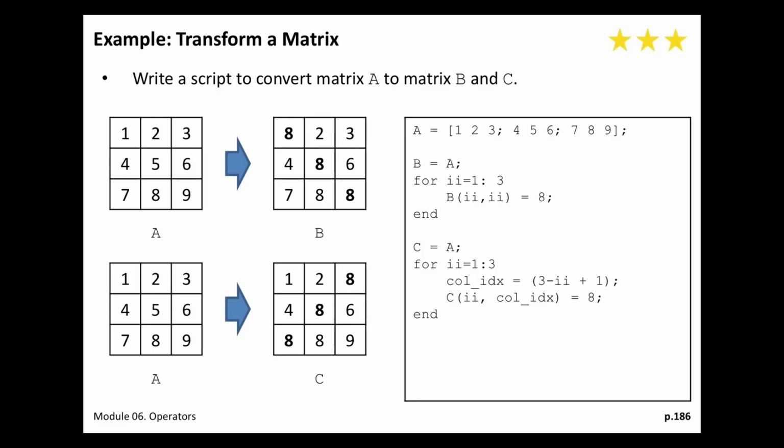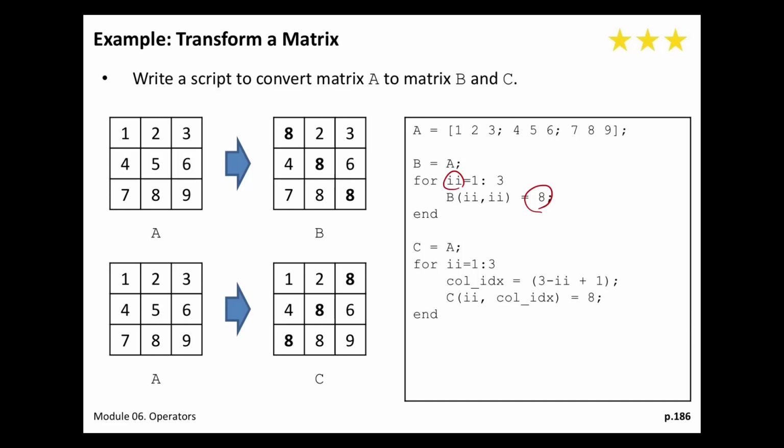Okay, here's a simple problem. How to assign 8 on the diagonal element. We already solved a similar problem in the previous module. One way is to use a loop structure. We are accessing the diagonal element using this ii and assign 8 to the corresponding location. Okay.